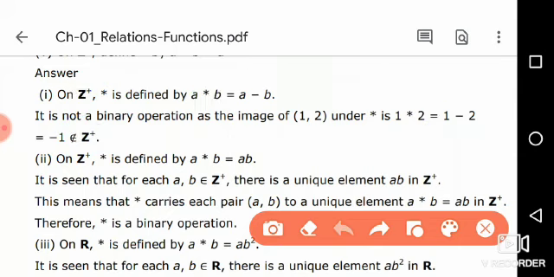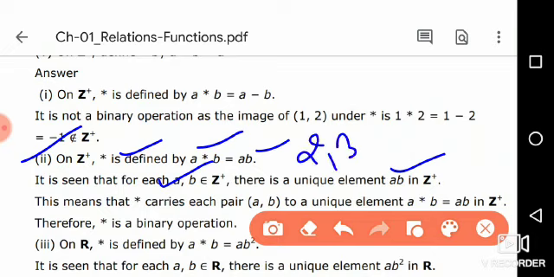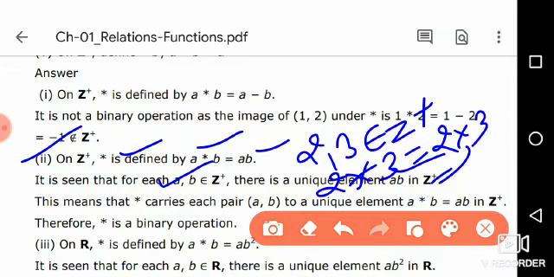On to the second problem. Dear students, in the second example also we have been given the set of positive integers. Star is defined by a star b is equal to ab. If I take a comma b belonging to Z plus, there exists a unique element ab in Z plus. For example, if I take 2 comma 3 belonging to Z plus, then 2 star 3 is 2 into 3, which is equal to 6, and belongs to Z plus. Therefore, the given star is a binary operation on the set of positive integers.